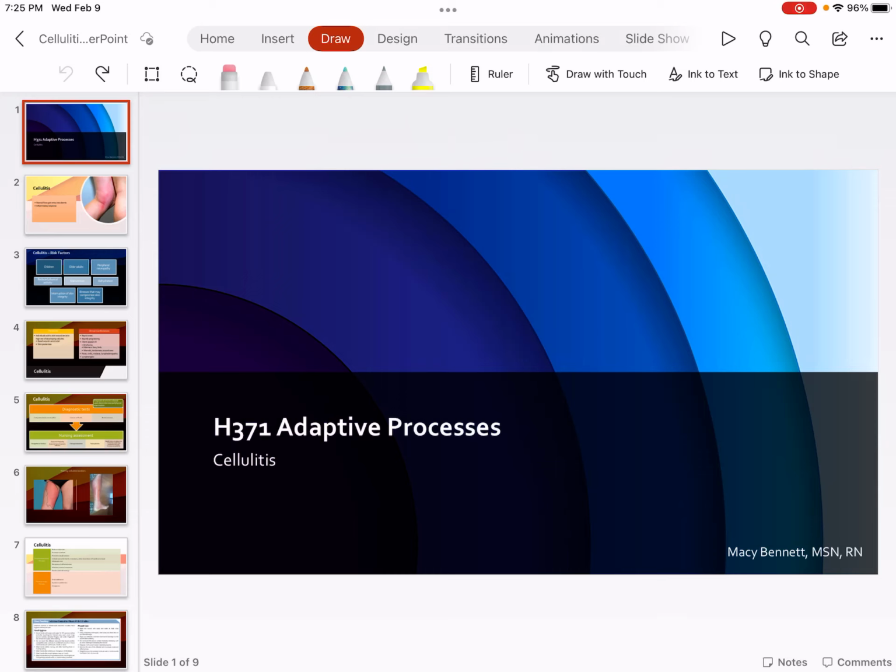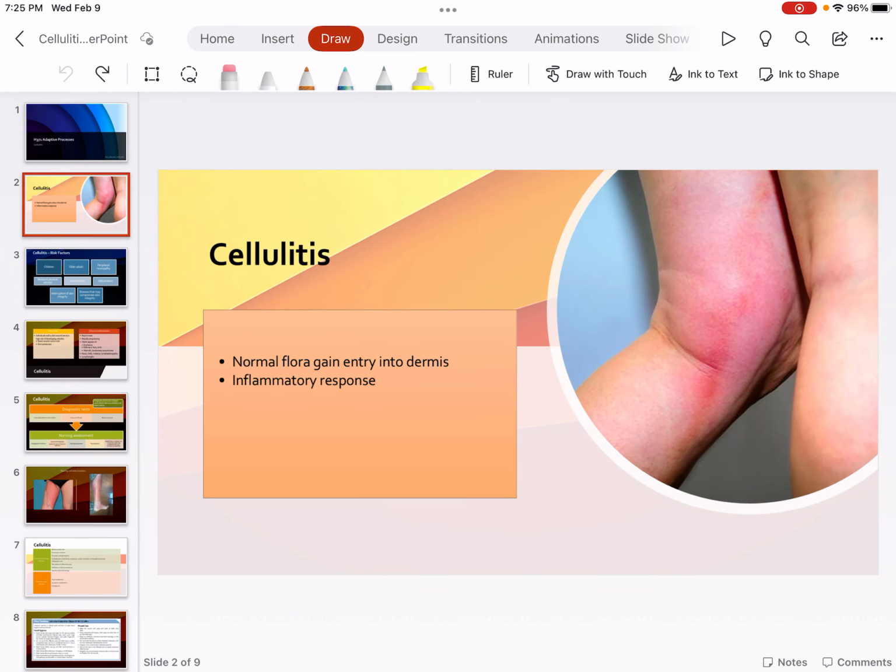This lecture is going to address cellulitis. Cellulitis is an acute bacterial infection of the dermis and underlying tissue. So an infection of the skin and the underlying tissue, like the fatty tissue. And it can even go deeper than that if it isn't treated properly.